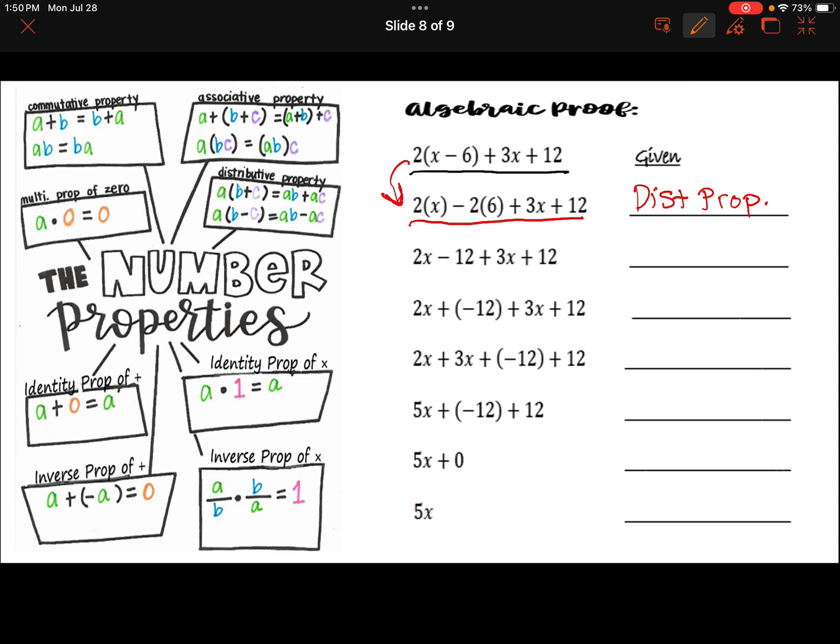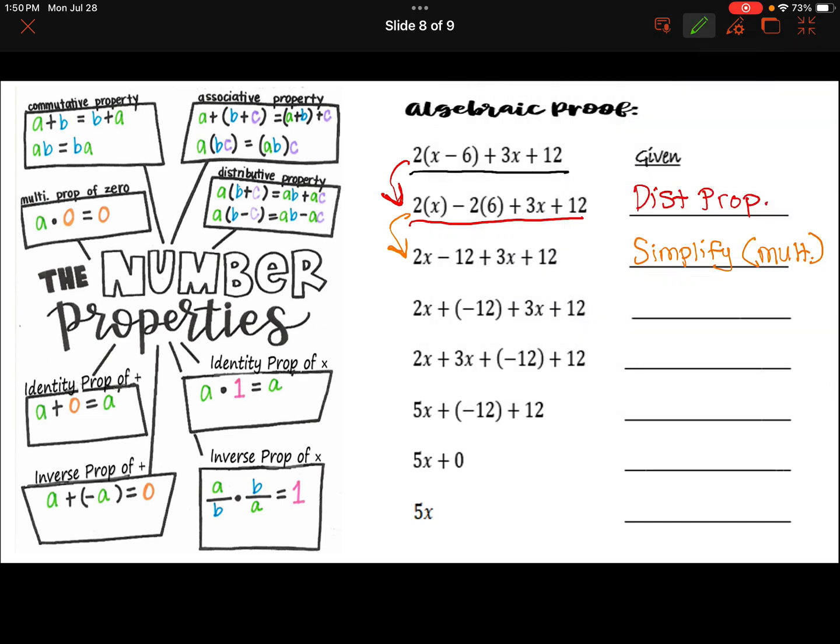So now you're going to say, okay, going from here to here, what did they do? And you're going to just simply go, oh, they just simplified. Or you could say they multiplied, but I'm going to do simplify. But again, if you wrote multiply, that's fine as well.